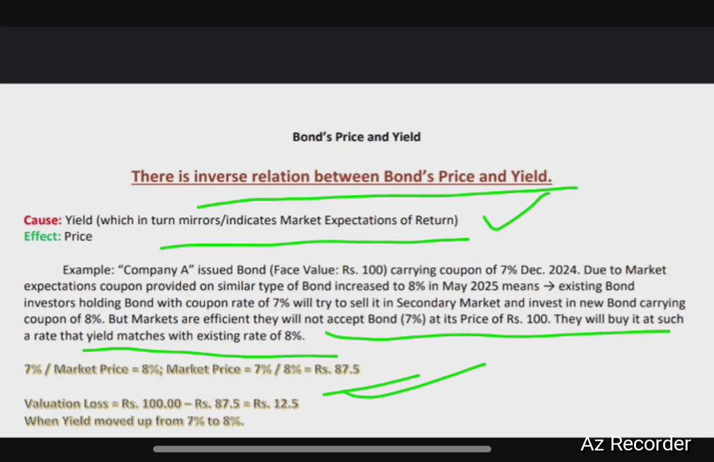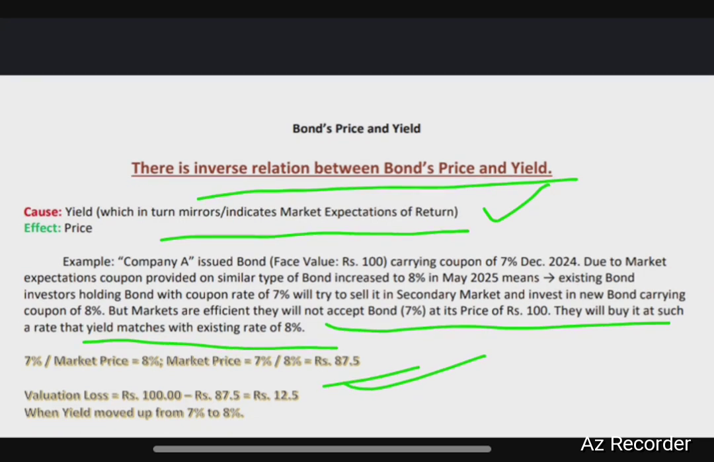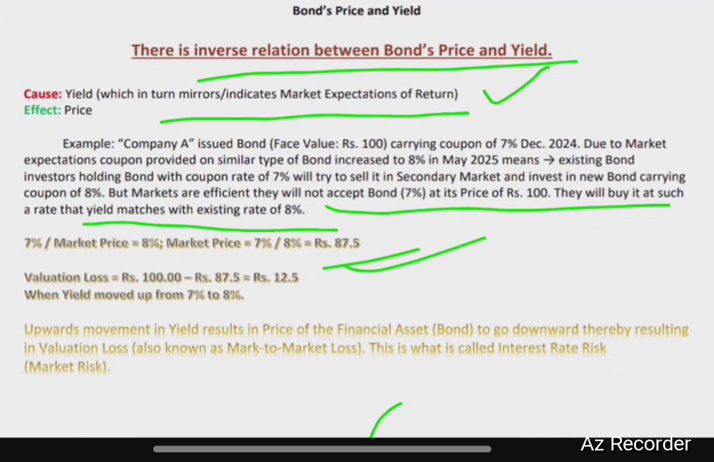And why did this loss happen? This loss happened because there was a yield movement from 7 to 8 percent. So now you know when yield moves up, price will go down, which will result in a valuation loss. So the overall crux of this concept is that upward movement in yield results in the price of the financial asset going downward, thereby resulting in valuation loss, also known as mark to market loss. This is what is called interest rate risk, which is a type of market risk.